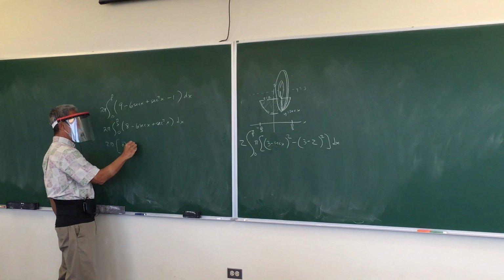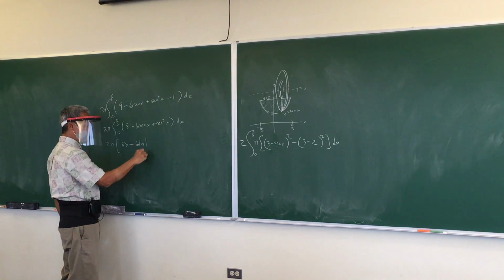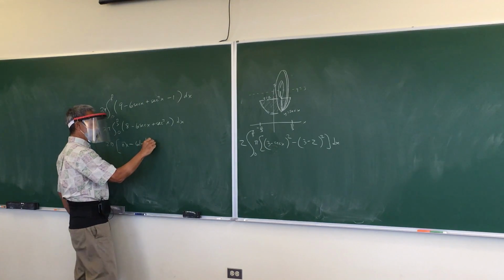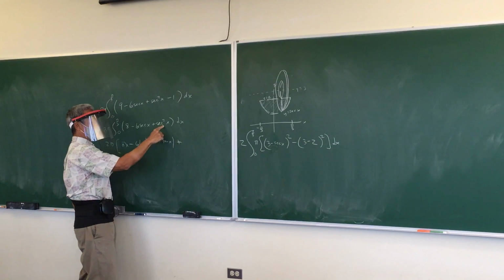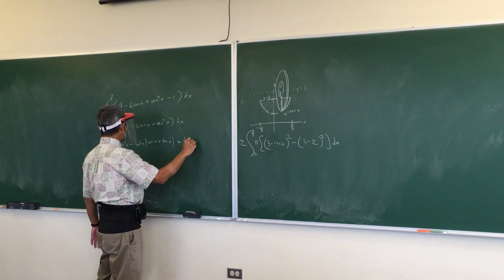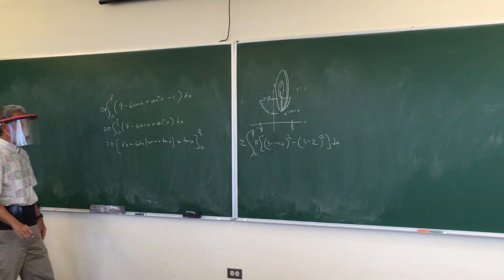8x minus 6 natural log, absolute value, secant x plus tangent x. See, it's all on the list. That's a problem, Mr. Park.